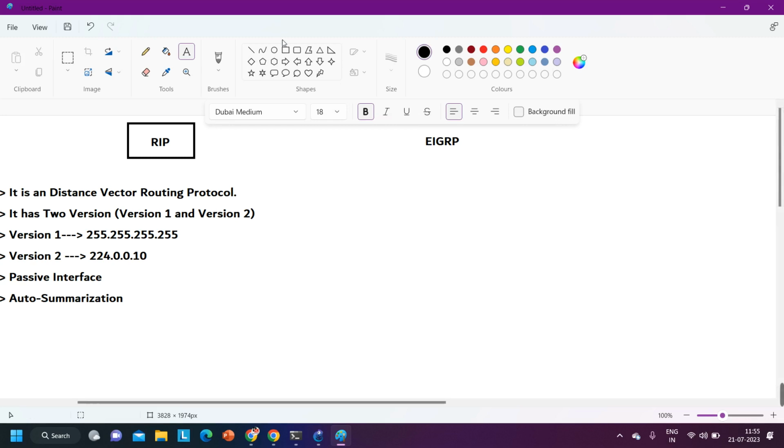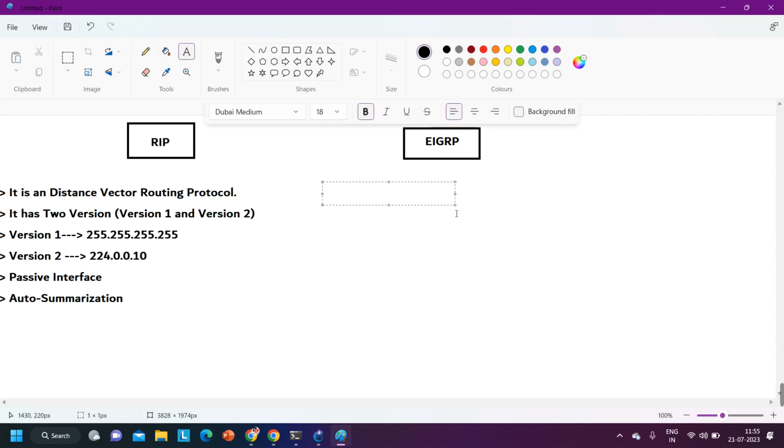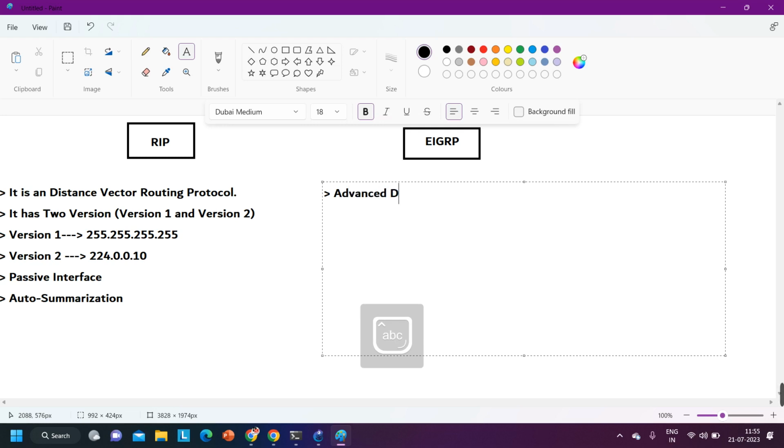EIGRP. So now tell me 5 things about EIGRP. It is an advanced distance vector routing protocol. EIGRP is an advanced distance vector routing protocol because it is a combination of both distance vector plus link state. That's why we are saying it is an advanced distance vector routing protocol. Okay. After that, how many types of tables are there?